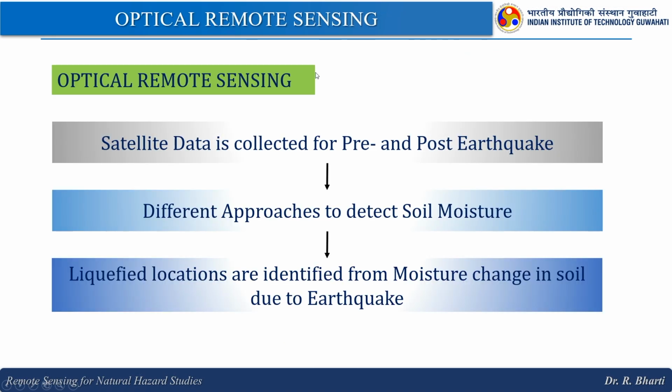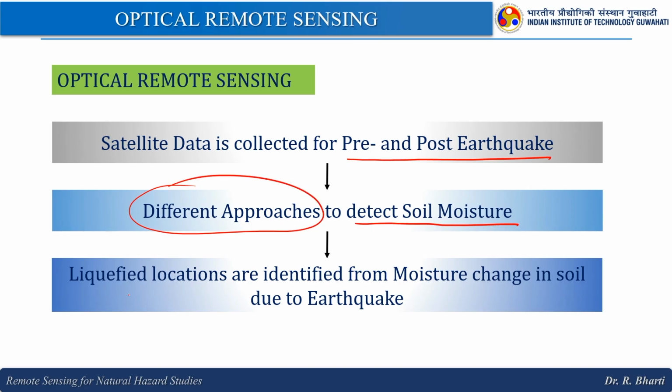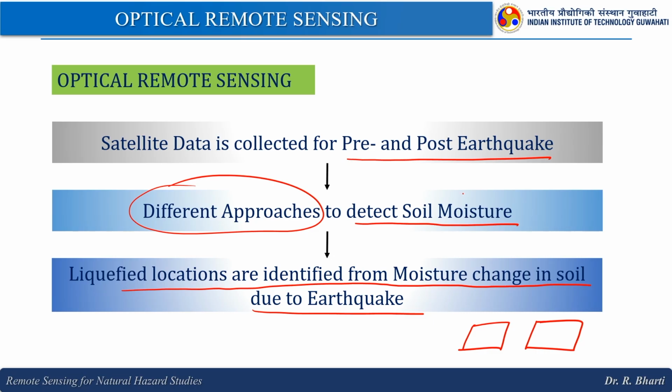When we talk about optical remote sensing, the pre and post earthquake images are identified, downloaded and pre-processed, which will help you detect soil moisture by various approaches. Liquefied locations are identified from moisture change in soil due to the earthquake. So, you have pre and post images, and then you go with soil moisture mapping, and then you will see which are the hot spots giving a drastic change in soil moisture because of an earthquake, right.